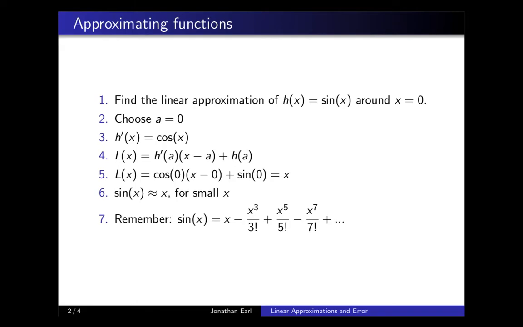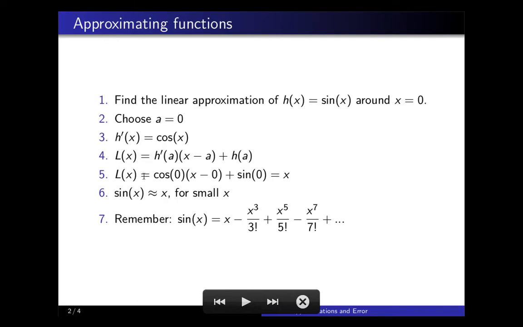Okay, and then the last of these examples for the linear approximation is we'd like to go and approximate sine of x around x equals 0. So again, we'll go and set up our tangent line expression around 0. The derivative of sine is cosine. So L of x will give us h prime of a, so cosine of a, times x minus a plus sine of a, where a is going to be 0.